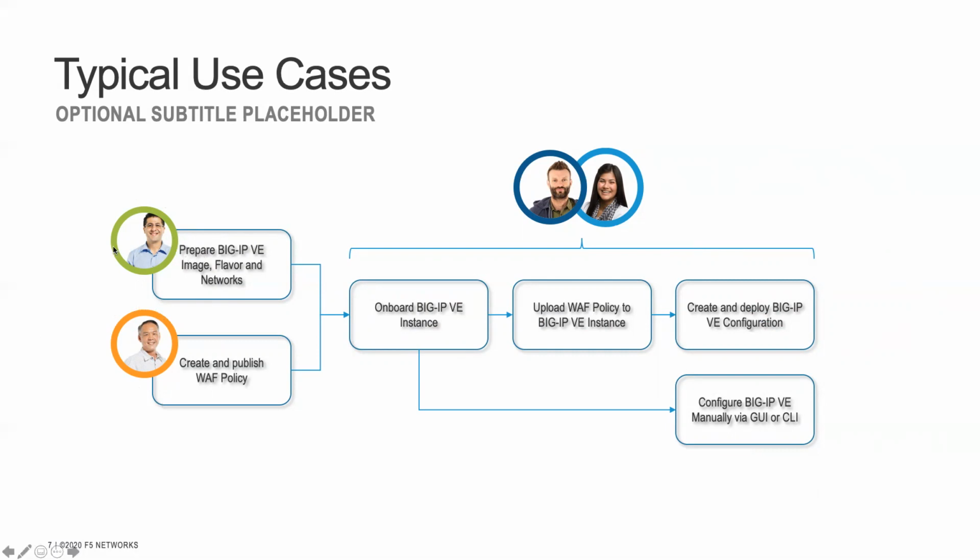So our assumption is that the network admin needs to prepare the BIG-IP image in OpenStack. He may also need to create the public flavors and the networks for tenant users. And also the security admins may need to create and publish the public WAF policies for all tenant users. Those are the preparing stage. And after all the public resources are available to use, the tenant users will be able to use our API in a self-service way to onboard the BIG-IP VE device and deploy the configurations.